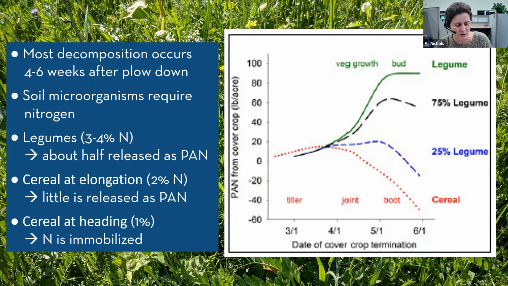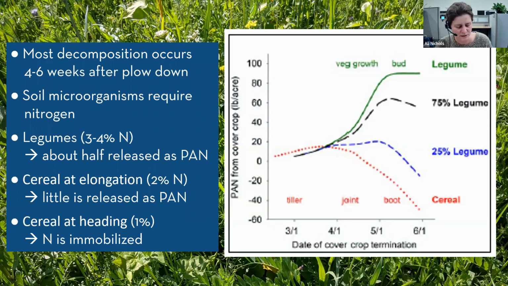Like I said, the microbes are responsible for this decomposition process, and as they do this work, they also have nitrogen requirements. So for a legume cover crop, like a vetch, that is high in nitrogen, maybe 3 to 4%, about half of the cover crop nitrogen will be released as plant available nitrogen, because the soil microbes have more nitrogen than they need to build that soil organic matter. So there's extra, and it is released into your soil. It's available to your plant.